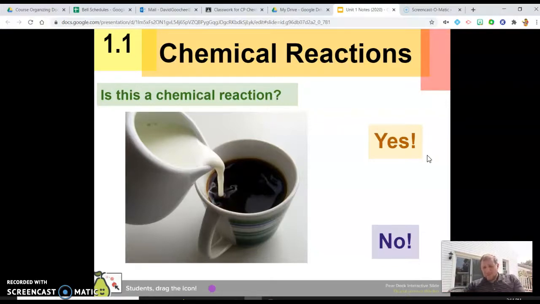All right, it also doesn't release any energy. The coffee was hot beforehand. You put cream in it. It's somewhere in between the temperature of the coffee and the cream. If you have cold iced coffee and cream, put them together, it's still going to be cold. All right, no energy is released or absorbed here.